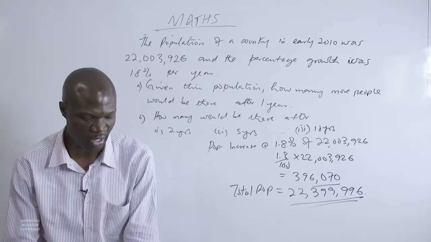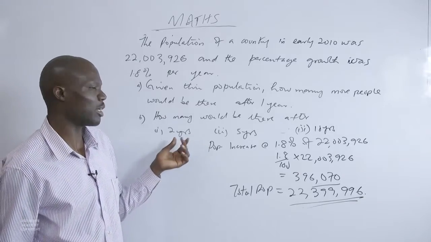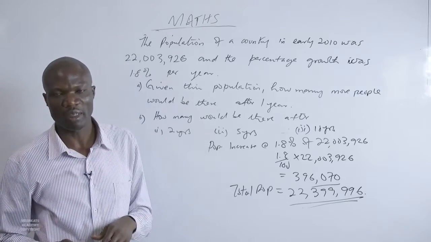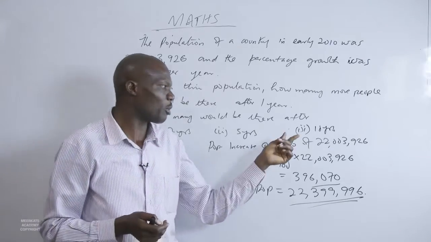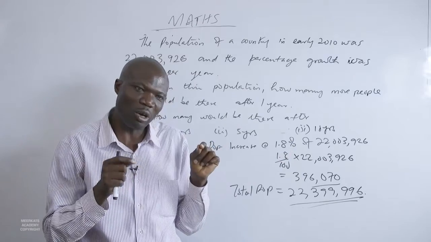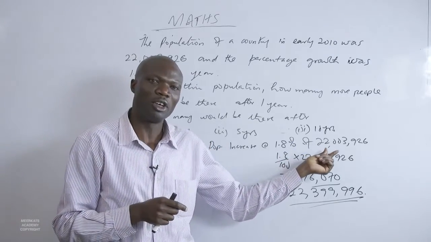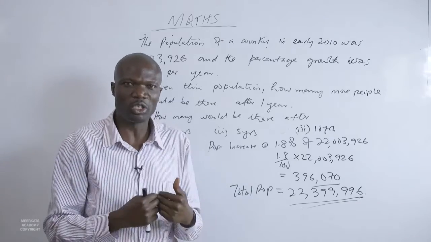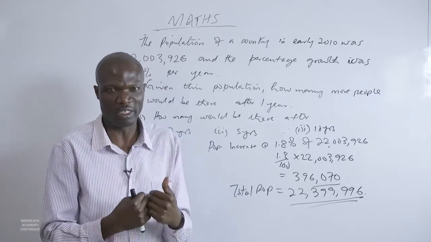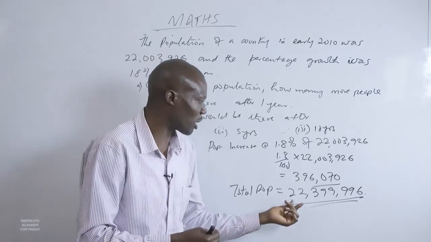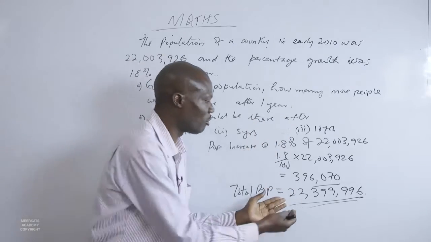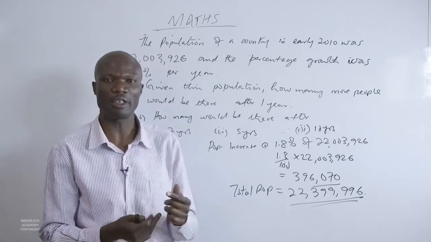When we progress to the second part, part 2, it is asking us, how about after 2 years? I want you to know that this population is not increasing by 1.8% of only the 22 million. 22 million is not constant. If it's 22 million this year, then next year we shall work out 1.8% of the new figure, which is now here.